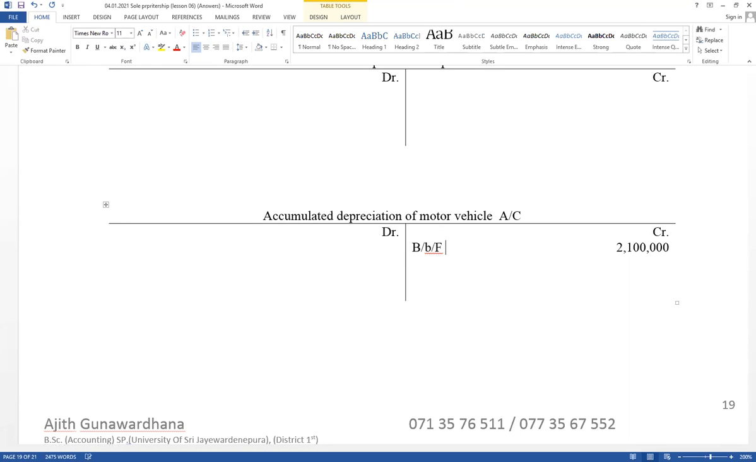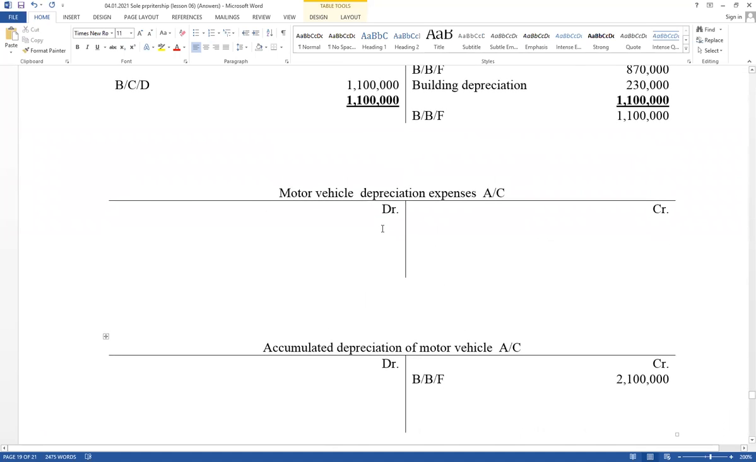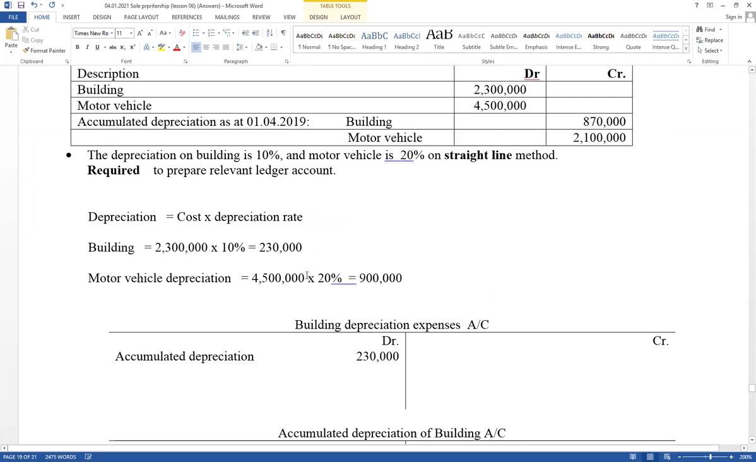Accumulated depreciation, if they ask which type of ledger account, is an asset account. A normal asset account has a debit balance, but the accumulated depreciation account has a credit balance. The reason is the effect of an asset decrease. That part they ask in the MCQ paper. Then annual depreciation equals 900,000. It has already been calculated on the straight line basis.